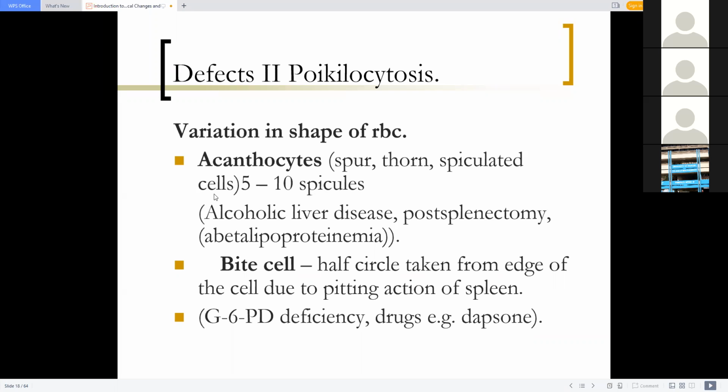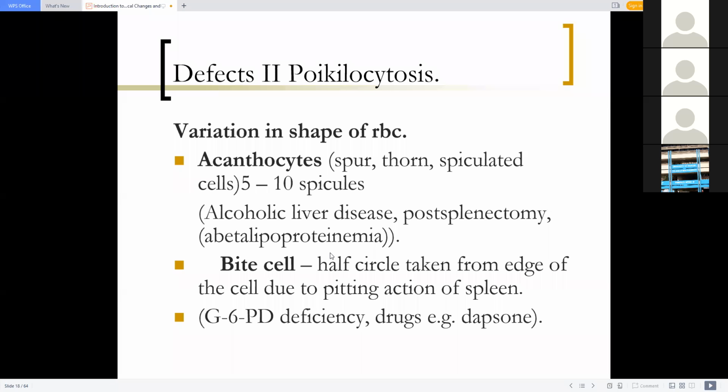So the first variation is an acanthocyte, and I'm going to show you a picture of this. And these are the other names that are given to acanthocytes. Sometimes they're called spur cells. So in your reading, you may get the acanthocytes being referred to as spur cells. All right, or sometimes they're referred to as thorn cells. You will see they look like a thorn, or sometimes they're referred to as spiculated red cells. So these are red cells that develop spicules or spikes, and they usually have 5 to 10 spicules, all right? And they're usually seen in these conditions: alcoholic liver disease.